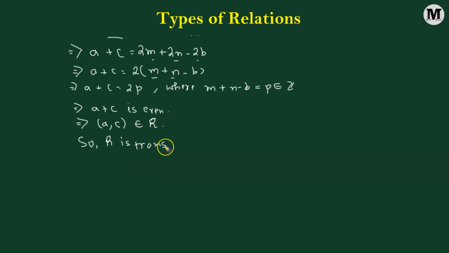Therefore we have successfully shown that our given relation R is reflexive, symmetric as well as transitive. Hence we can say that relation R is an equivalence relation, and it is defined on the set of integers Z. Hence proved.